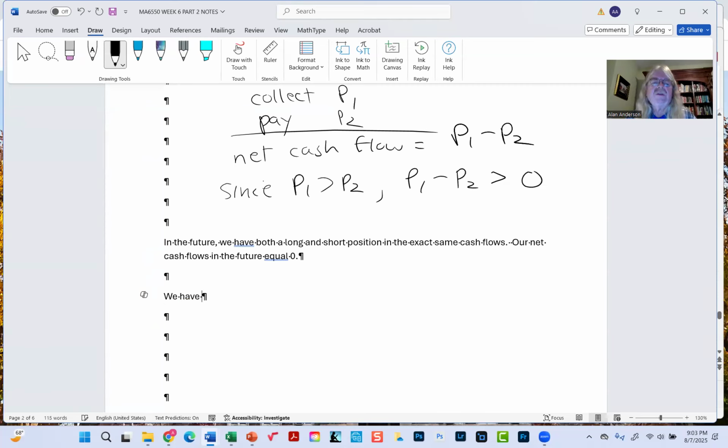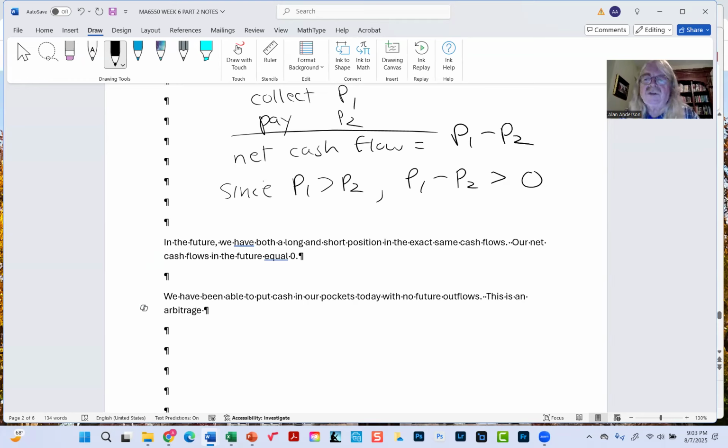Now, so here's the bottom line. We have been able to put cash in our pockets today with no future outflows. Now that's kind of interesting. We're able to somehow put money in our pocket now without any future exposure. And so that would not be possible in an efficient market. So this is an arbitrage opportunity, or simply an arbitrage. It's often just called an arbitrage. Hull's book just calls it an arbitrage.